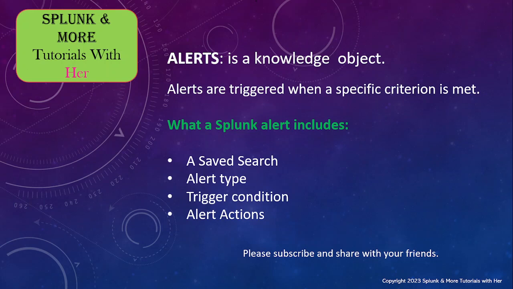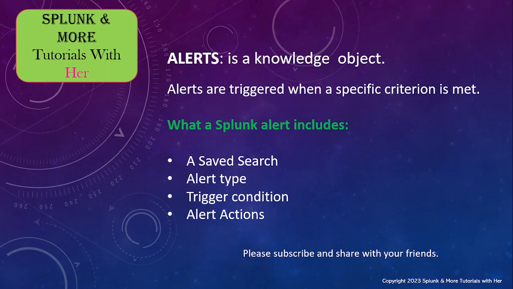Now second is alert type. Set the type of alert to configure how often the search will run. We can either use a scheduled alert to check for the events regularly, or we can use a real-time alert for continuous monitoring of events. As per your requirement, you can either set your alert as a scheduled alert or real-time alert.